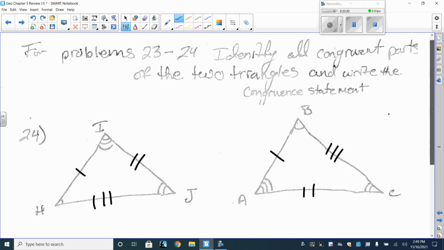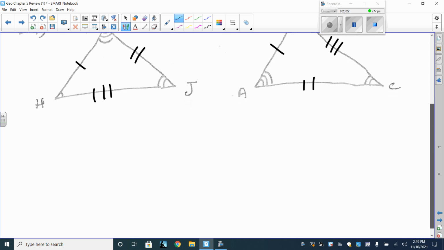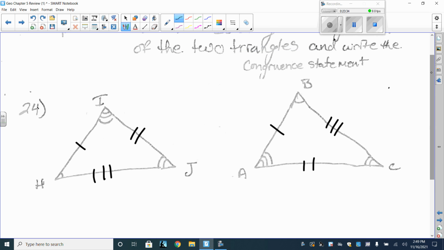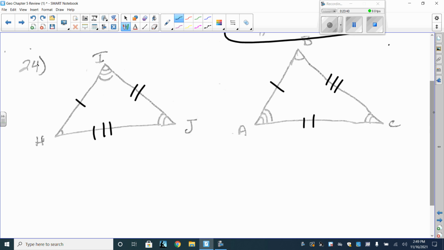Now, looking at 24, how many answers are we going to have total for this here? 7. Because we have 3 sets of sides, 3 sets of angles, and it wants what? And the congruency statement. So we're going to have 7 parts total.